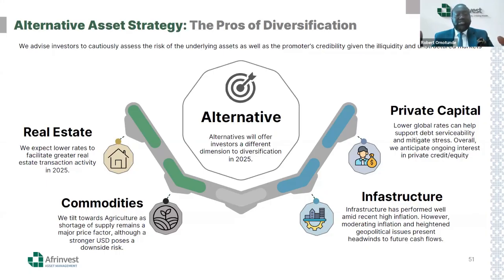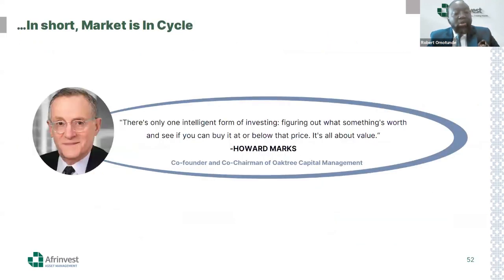I'll close us with this charge from Howard Marks, who is the co-founder and the co-chair currently of Oaktree Capital Management. He says there's only one intelligent form of investing. You have to figure it out. You're figuring out what something is worth, and see if you can buy it at or below the market price. And that's what value is all about.